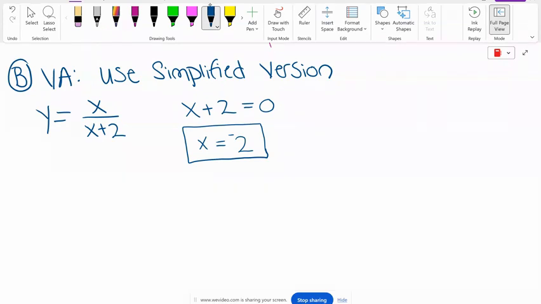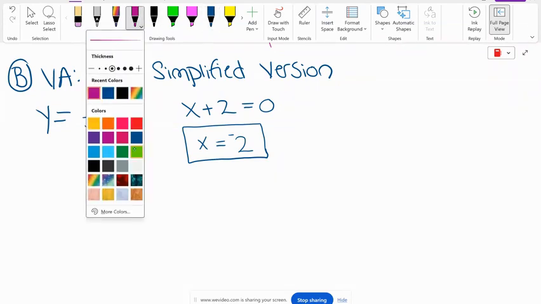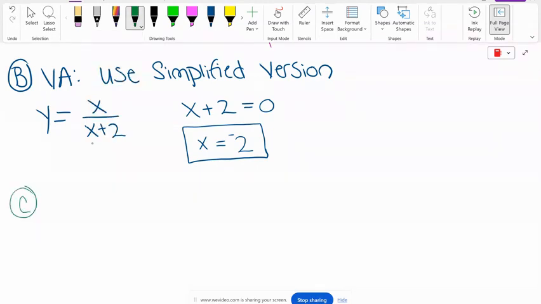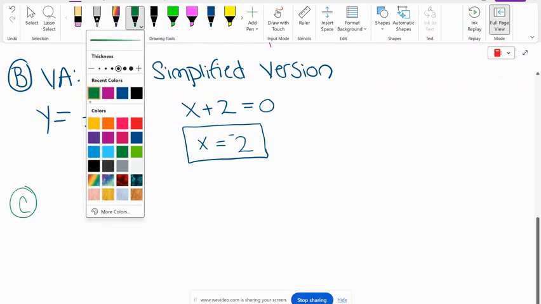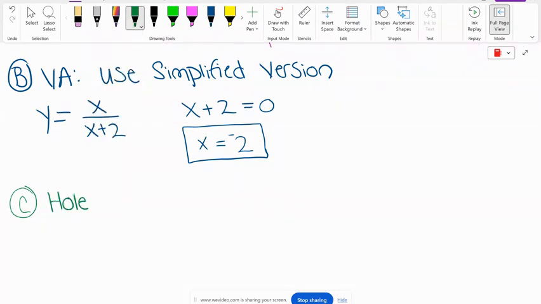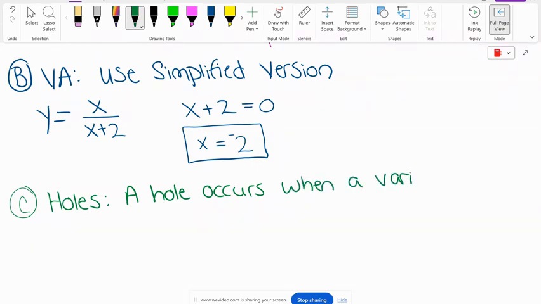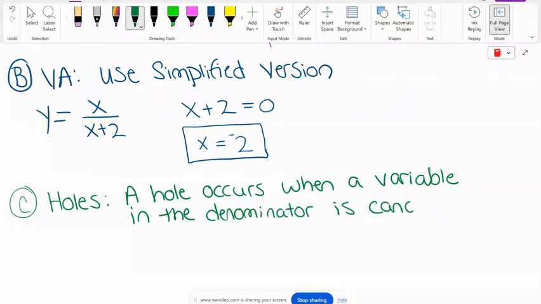So here's the new one. Here's the new part of all of this. A hole occurs when a variable in the denominator is canceled out.